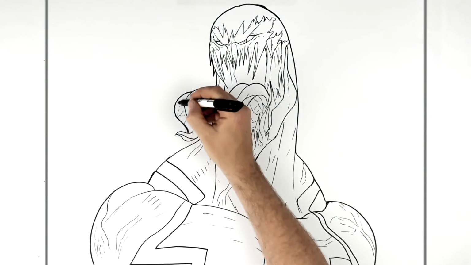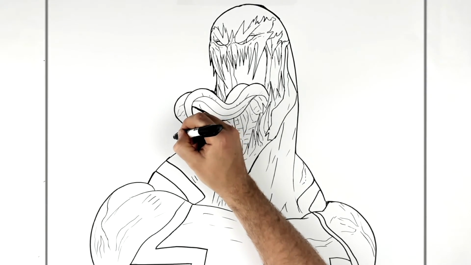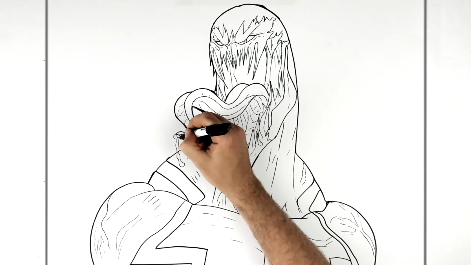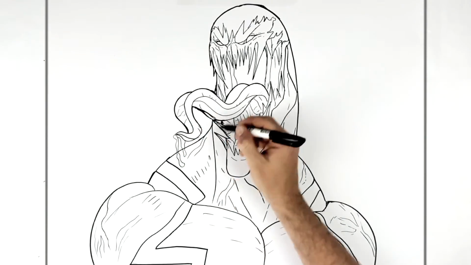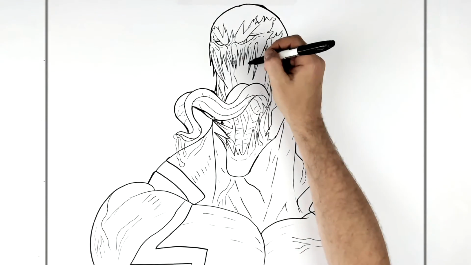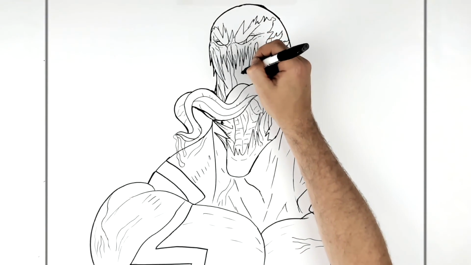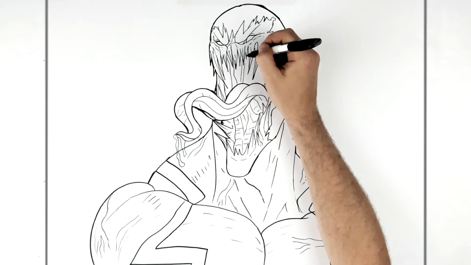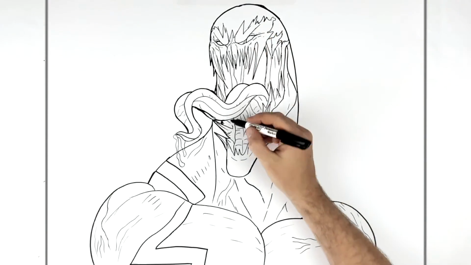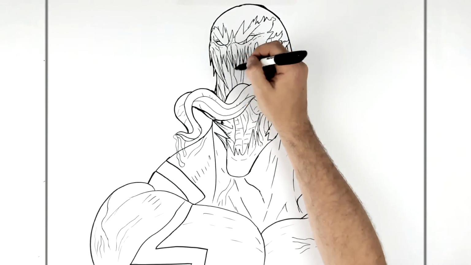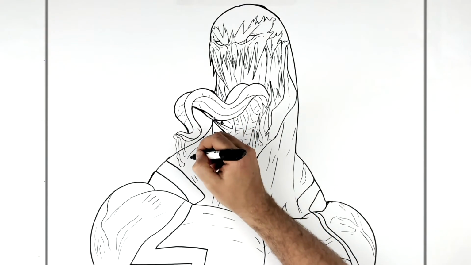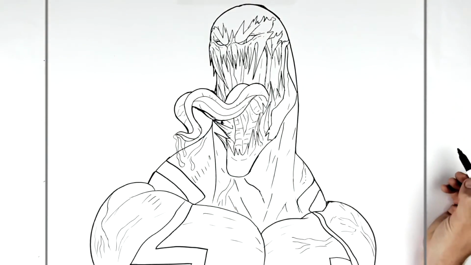And then maybe some drool coming down from the tongue. If you go over anything here, you can of course add maybe some from his teeth. Just from the tongue there. Right, but that's pretty much it.